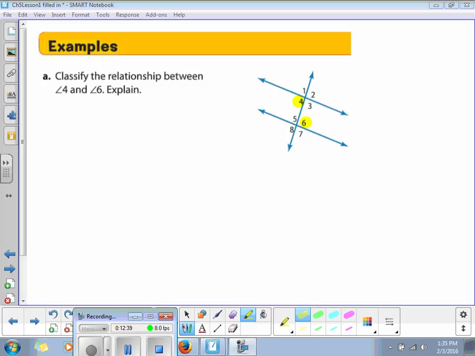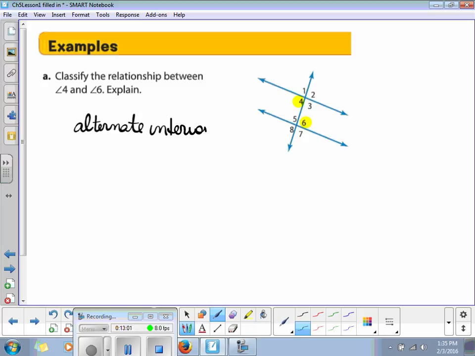Okay? Now, where are they in relation to the transversal? Are they on the same side or on the opposite sides? Opposite. Which word means opposite? Alternate means opposite, right? So, these are alternate interior angles. Okay? These are alternate interior angles.